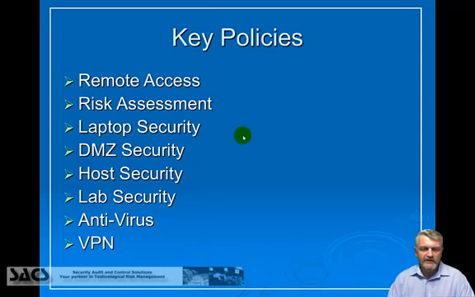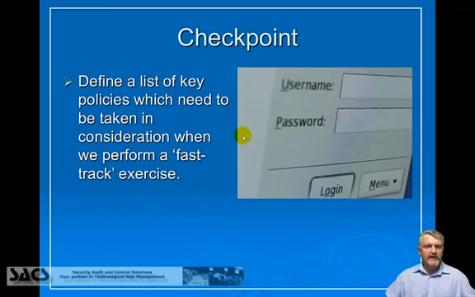Virtual private networking, VPN, the way we get into the organization, or how the network should be segmented to make sure that my high-risk users sit in a different segment to my normal end users. Then also define a list of key policies which needs to be taken into consideration when performing a fast-track exercise in your organization. You've seen those key policies. See which you have in your organization, which you don't have, and what you need to do.